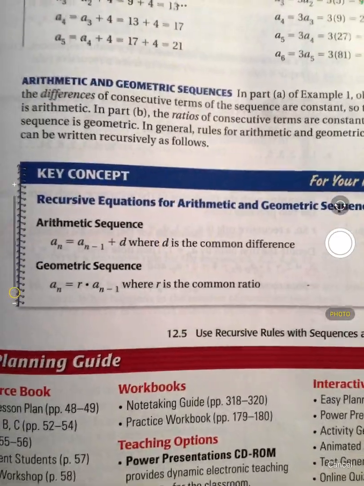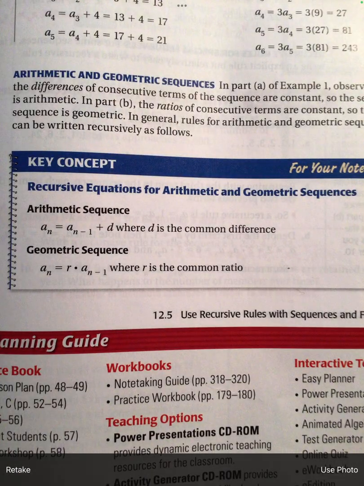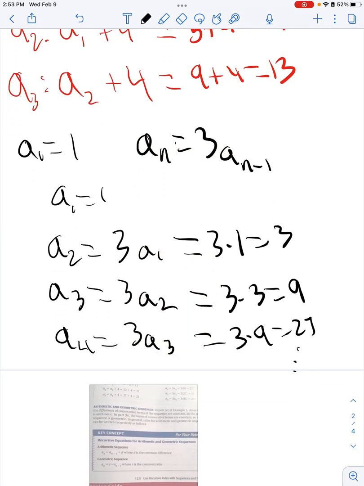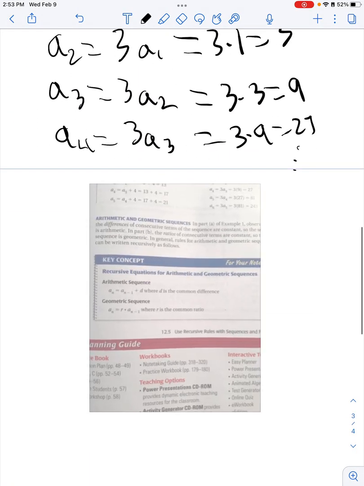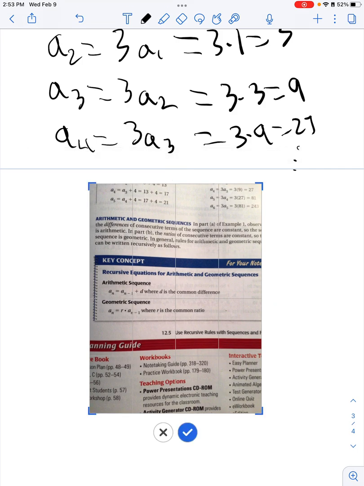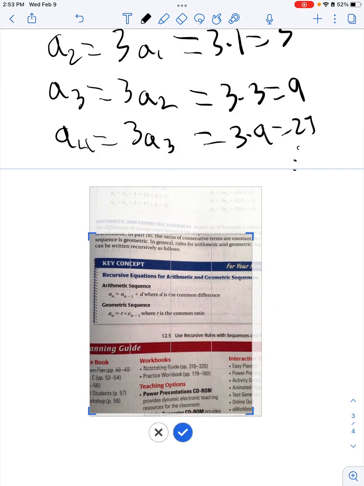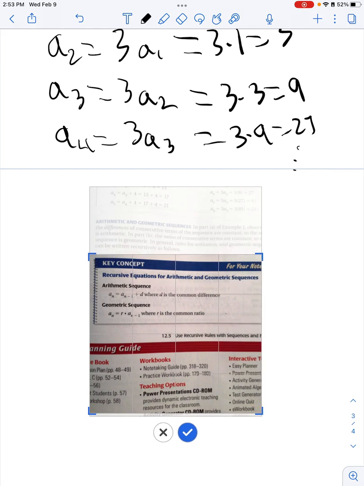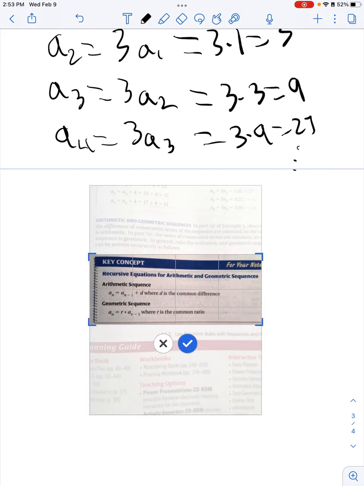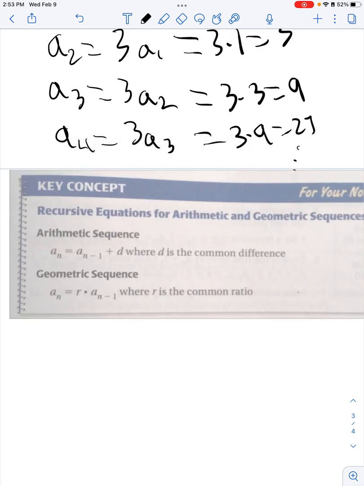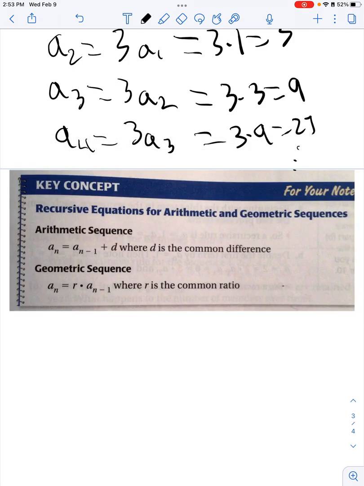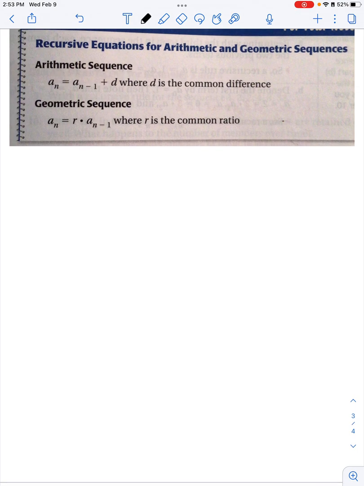Make sure you have these rules written down. Get them pulled up here. The arithmetic sequence you can see on the top, and then the geometric sequence was our second example, where we are multiplying. So we did 2 examples of each.